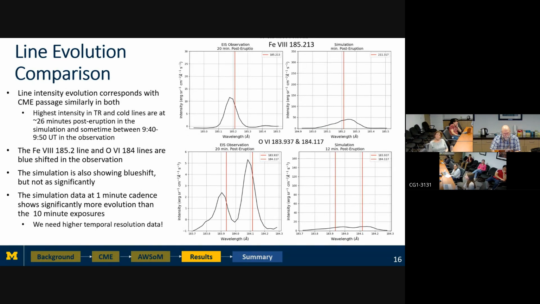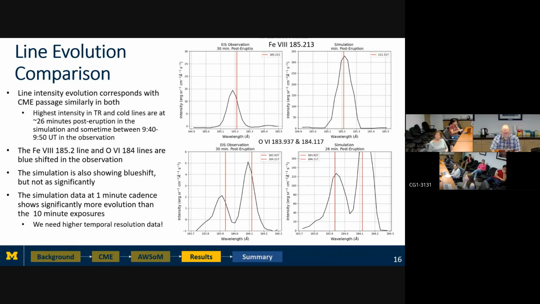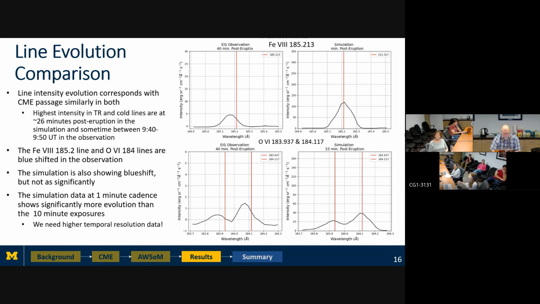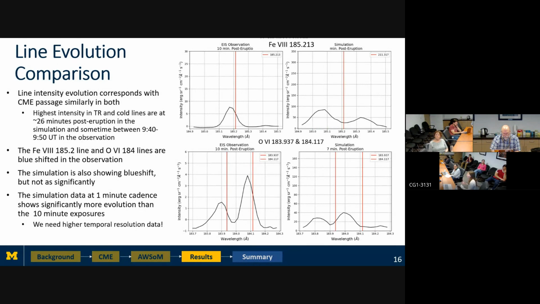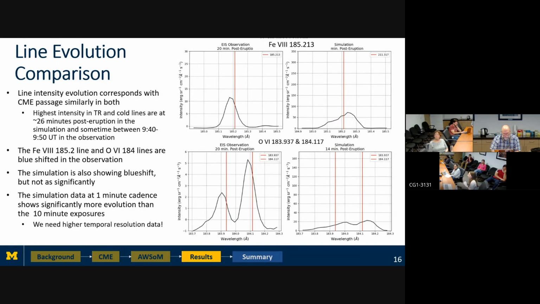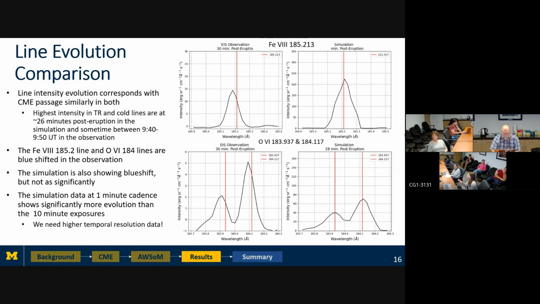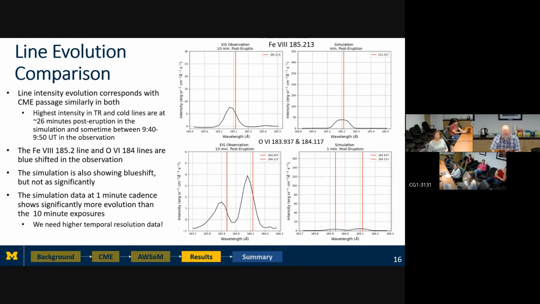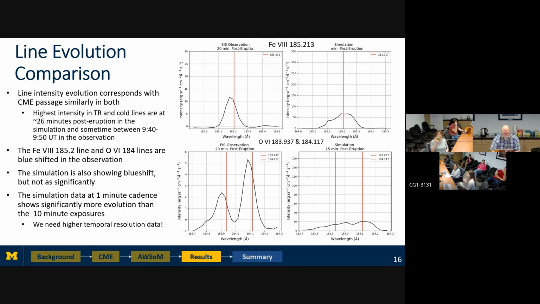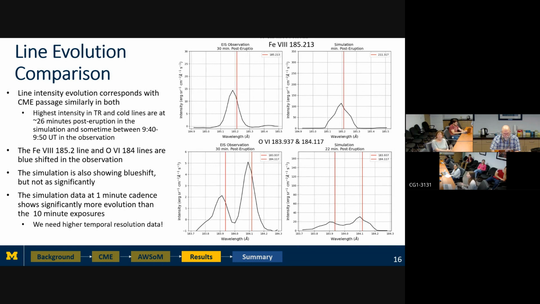A lot is happening as the CME passes, but there are a few general trends I would like to point out. First, the line intensity evolution: the actual intensity values aren't the same, but the evolution is very similar. We see the highest intensity in these transition region and colder lines at about 30 minutes post-eruption in the observation, but around 26, 27 minutes post-eruption in the simulation, which do correspond to the same times between the observation and the simulation.